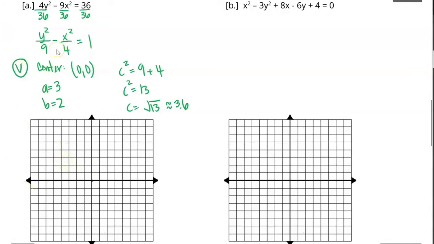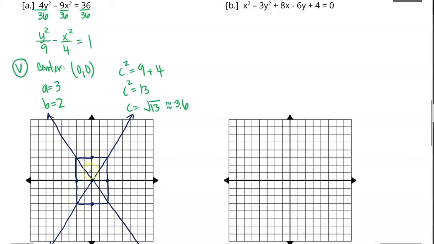My center is at 0, 0. Because this is a vertical hyperbola, I'm going to go up 3 units, which is A. And then the B value is going to go left and right, so 2 units left, 2 units right. And then I'm going to use these 4 points to draw a rectangle. The rectangle is just here to help me draw my asymptotes. So my asymptotes are going to go through the corners of this rectangle and help me with the shape of my hyperbola. So it's going to look something like that.